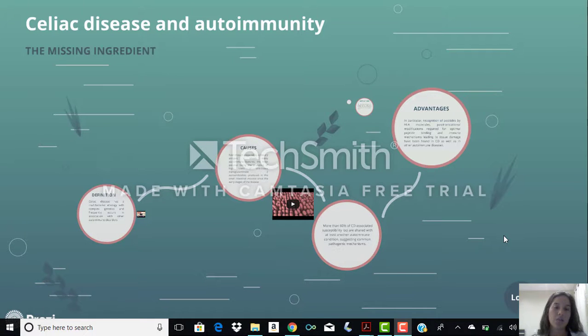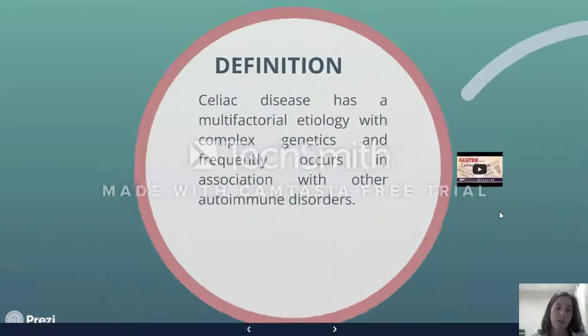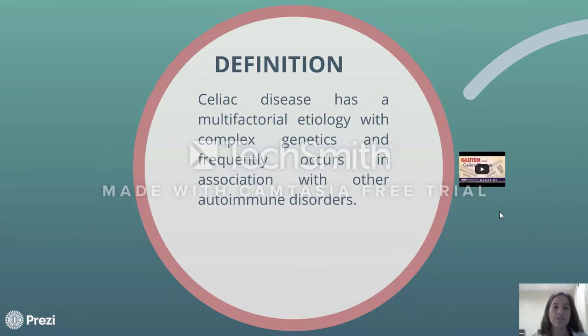Celiac disease and autoimmunity, the missing ingredient. Definition: celiac disease has a multifactorial etiology with complex genetics and frequently occurs in association with other autoimmunity disorders.